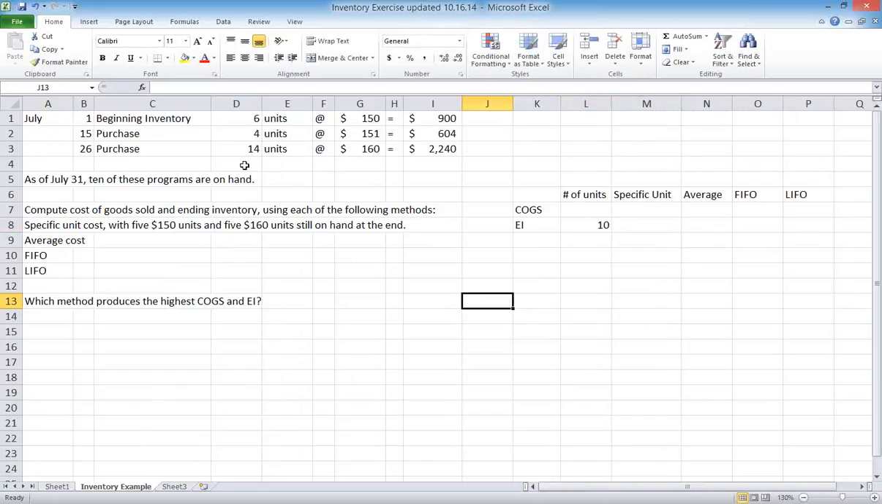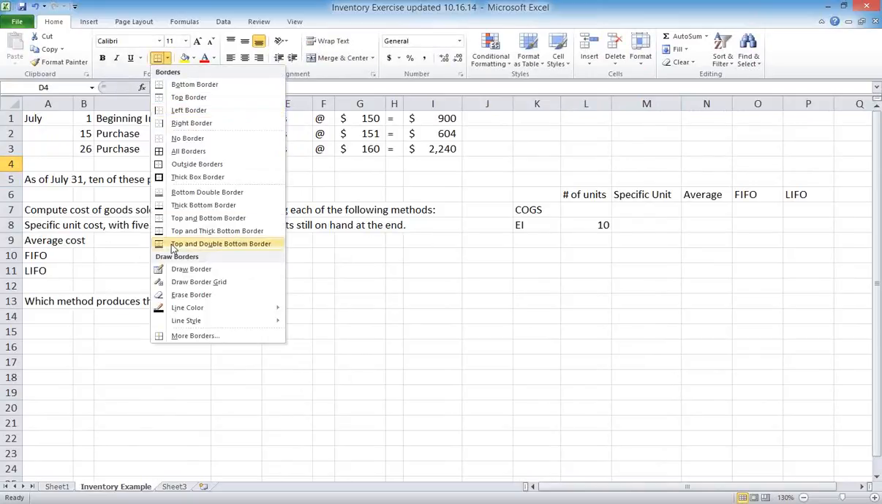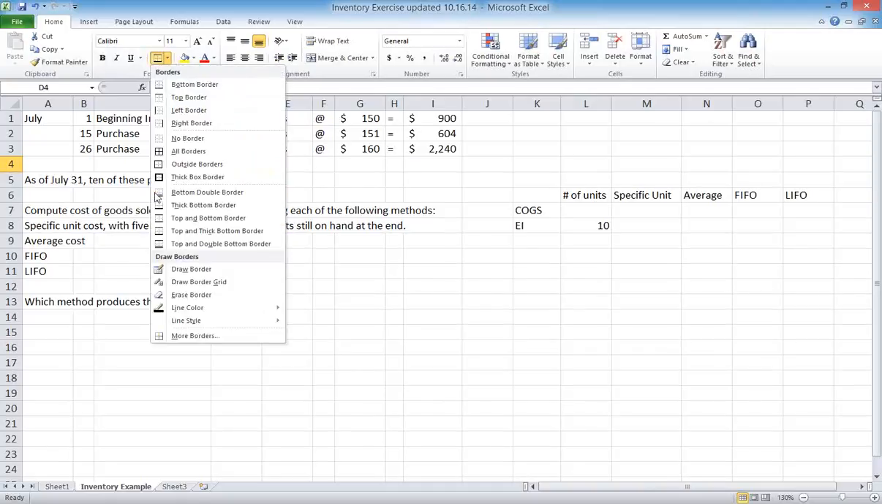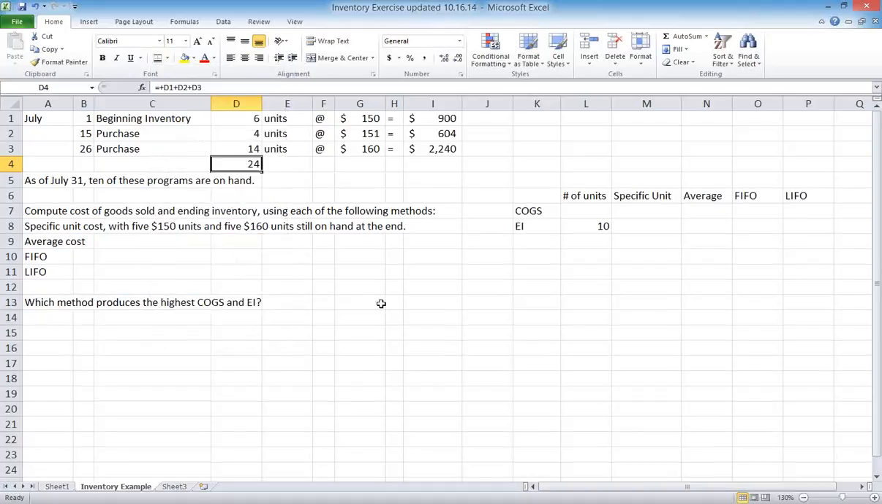How many units did I have available for sale in total? Again, I can add how many units I had. That was 24. So if I had 24 units and 10 of them were left, that means I sold 14. That's going to be the first thing. I have to determine how many units I sold and how many I had in ending inventory, and it told me I had 10 programs left.